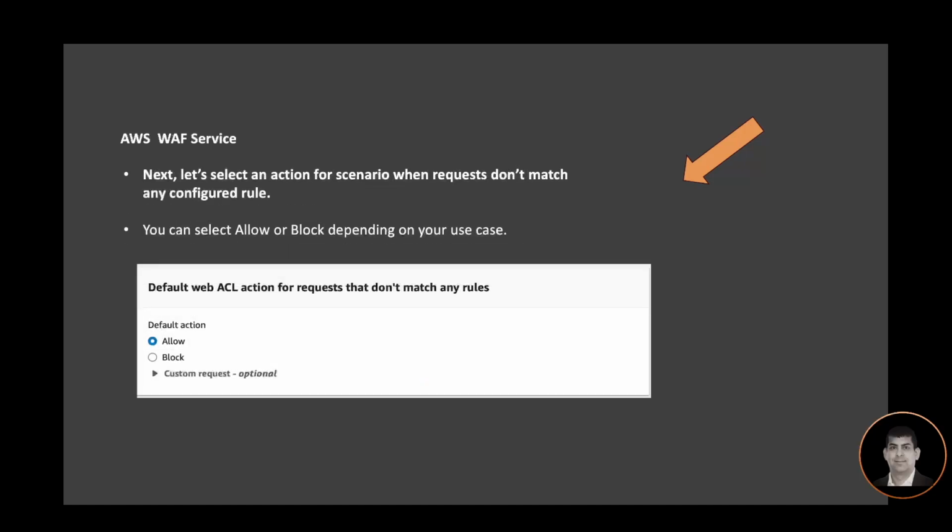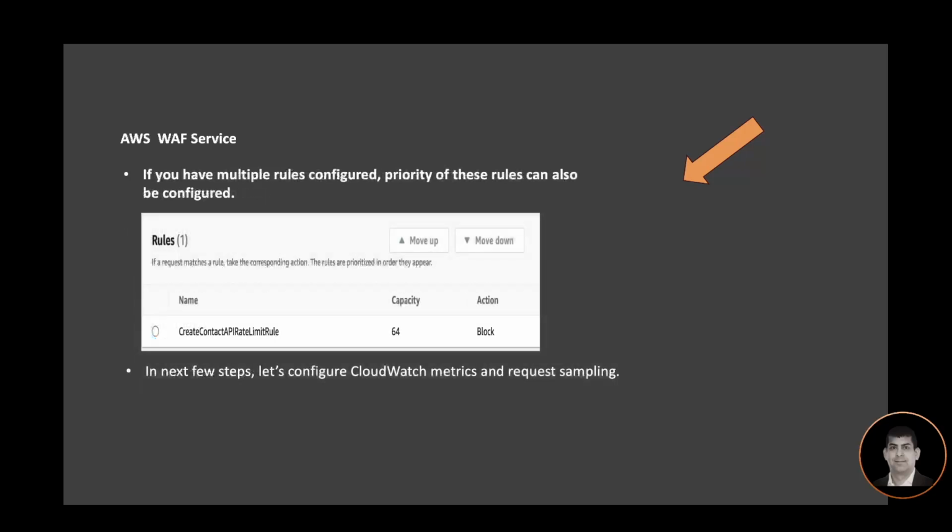So next we need to select an action for the scenario where requests don't match any configured rule. So here I'm going to say allow. If my rule is not met, then I'm going to say allow, because I don't want my other get actions and other endpoints to get blocked by providing a universal block here. And again, if I had multiple rules, then I could have adjusted the priority of those rules, but I only have one rule in this scenario.